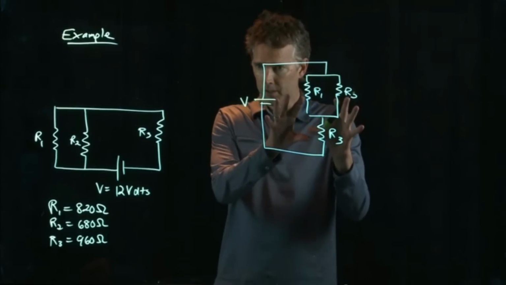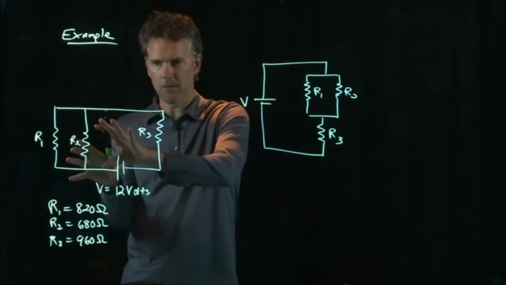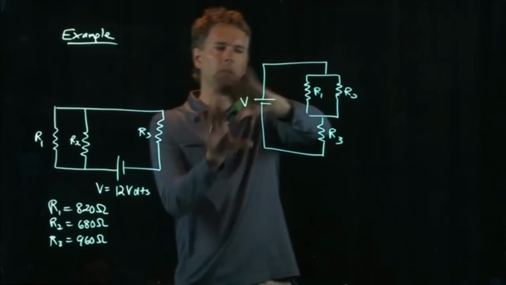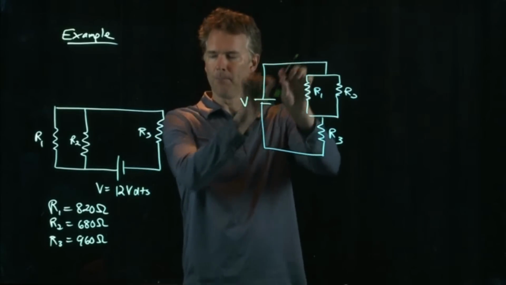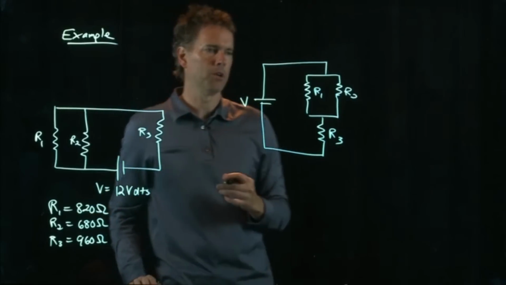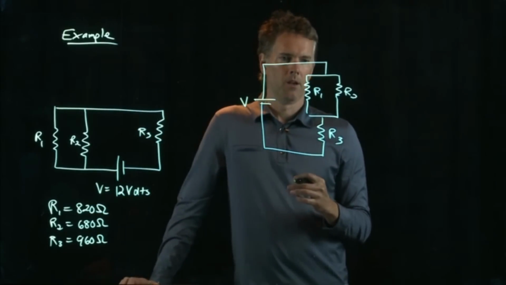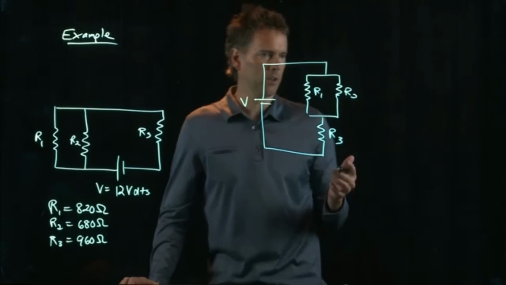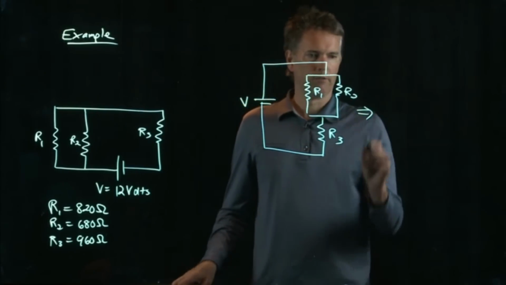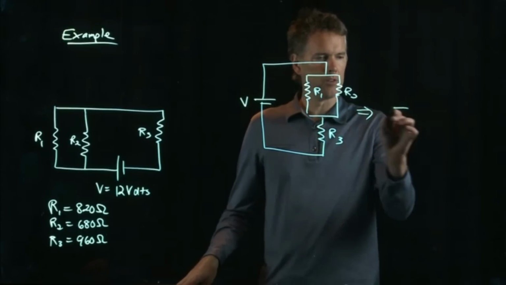So this circuit is exactly the same as that circuit. All we did was rotate it to the right, and we moved some of the wires around, but we didn't change any of the important connections. All right, we know how to model this now. We just did this a second ago. First step is let's get rid of this parallel.